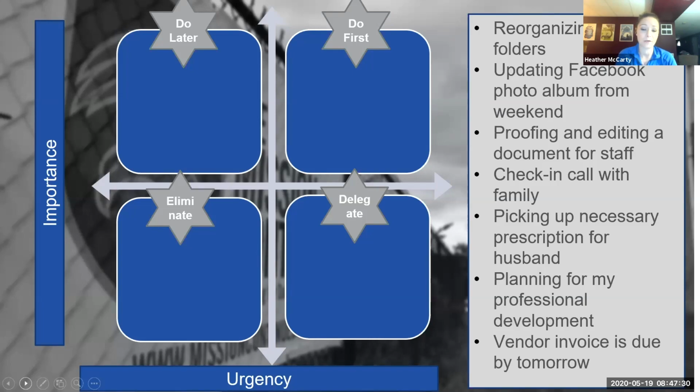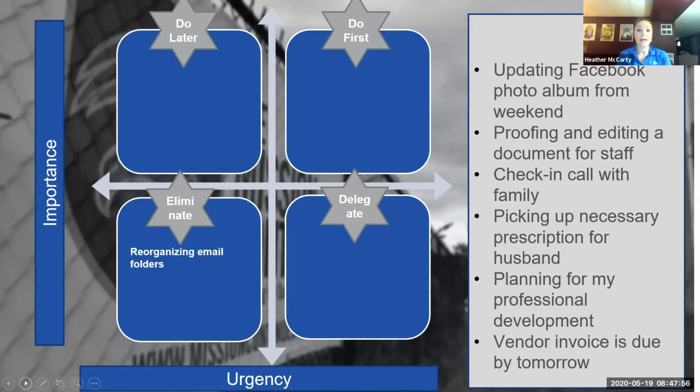So the first thing I have on here is I've been thinking about for a while how I would love to have the folders in my email organized. However, the reality is that's not something that really is a priority. That's a nice to have, and maybe at some point I'll do it. So for right now, it's something that I'll eliminate. It's not important, but it also isn't urgent for me.